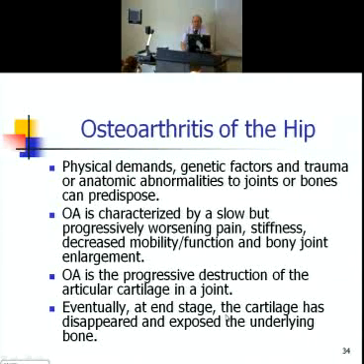So again, why do people's joints wear out? Well, physical demands, genetic factors, trauma, anatomic abnormalities to joints or bones can predispose, and so does weight. So people who are carrying around more weight, it's just a simple fact of physics. If you're carrying around more weight, then you put more stress on your joints, and the result is the joint will wear out more quickly.